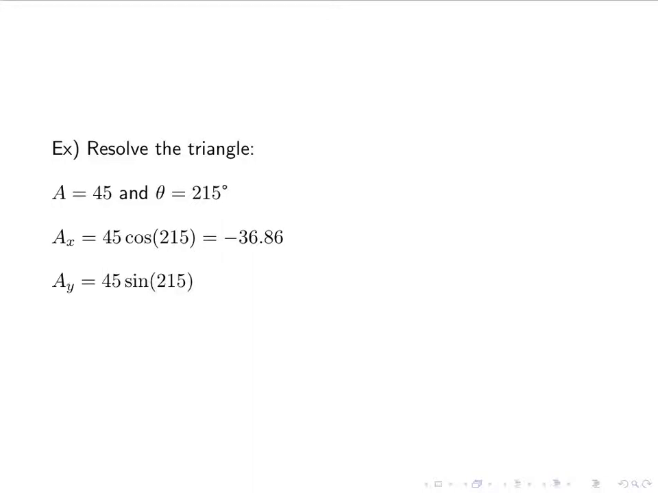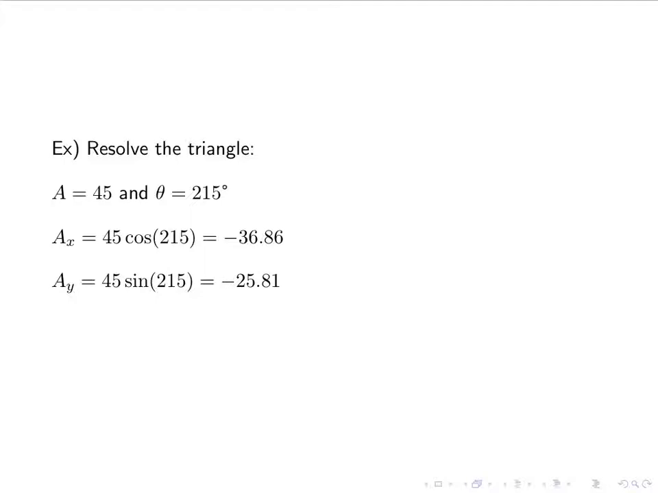Okay, so we're going to do some examples to resolve the triangle. You're going to be given the magnitude, which again is just the letter without the arrow, and the angle. And all we have to do is plug that into our equation. So a sub x is a cosine theta, and I plug that into my calculator and make sure it's in degree mode, and I get negative 36.86. Again, make sure that you're pausing this and doing this on your calculator to make sure you're getting the same answers. A sub y is a sine theta, which is negative 25.81.